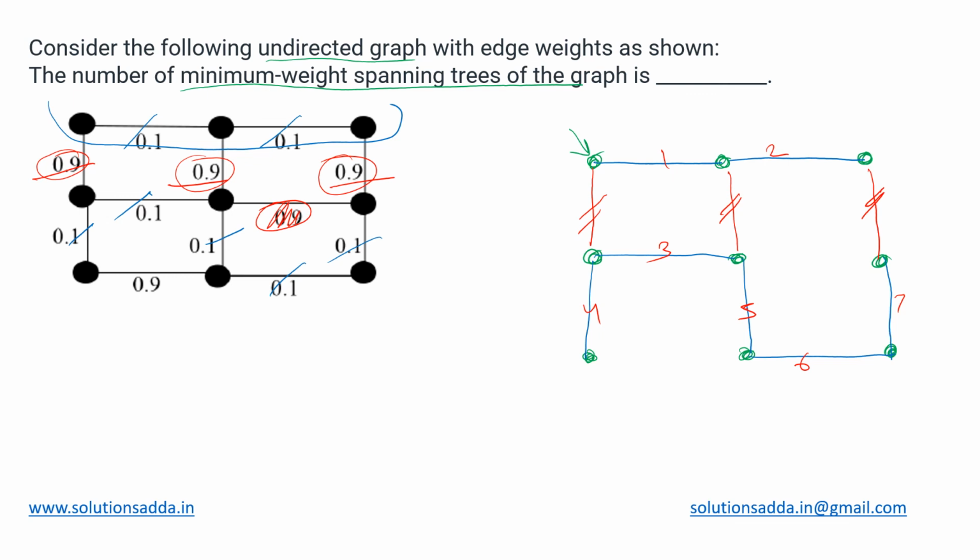So we have just 3 different options: we can choose any one of these 3 edges. For others, there is no option. All the edges having weight 0.1 will definitely be included. We just have an option among these 3. So there are 3 different MSTs possible for this graph. So the answer would be 3.